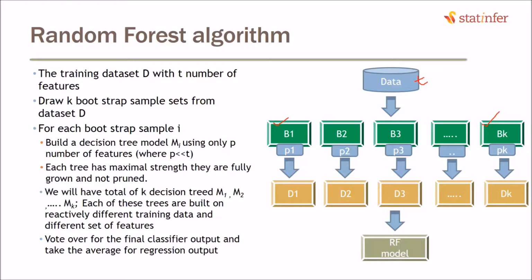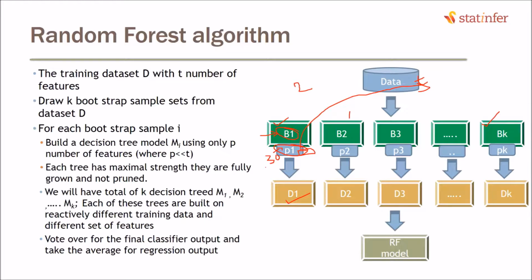For each bootstrap sample, earlier in bagging we started directly building the model, but here we will draw another sample. That is, we will build a decision tree on this bootstrap sample by using only P1 features, or P features, where P is much less than T. T is the overall number of predictor variables, and P is only a randomly chosen subset of that. If there are 200 variables, maybe we will choose only 30 or 50, or randomly select 100 variables and build decision tree model 1.